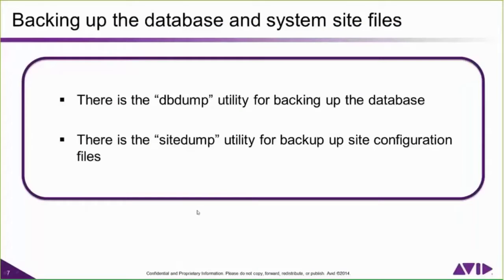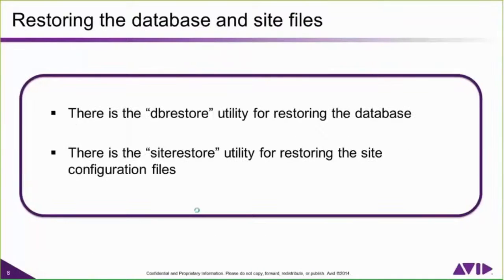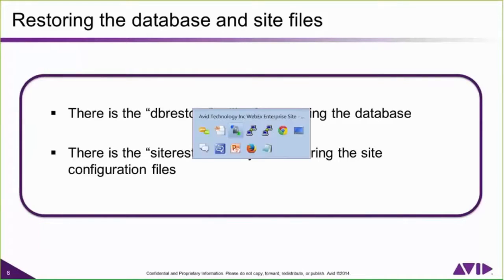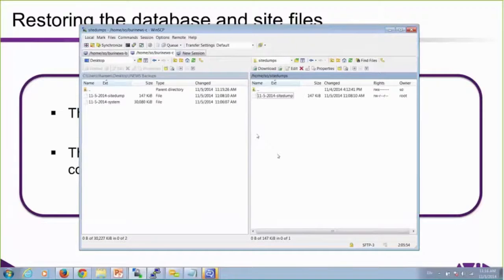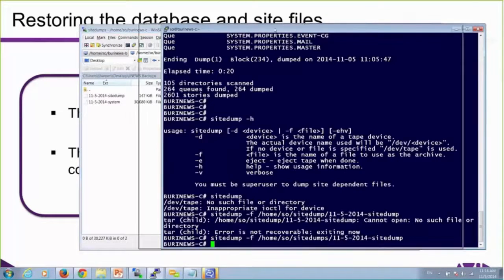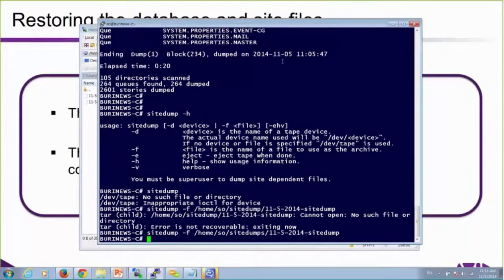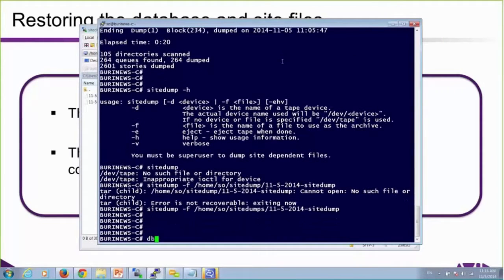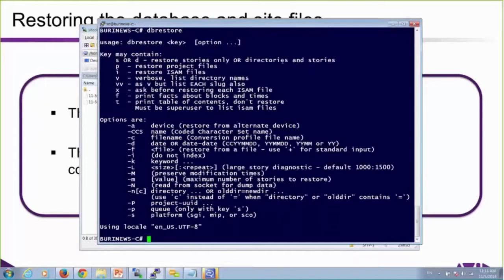So switching back, that's site dump and DB dump. The next thing we're going to talk about is restoring data, from either a DB dump tape with the DB restore command or from a site dump tape with the site restore command. So going back to my Linux screen here, again, just typing DB restore and pressing enter will give me the usage here for the DB restore command.